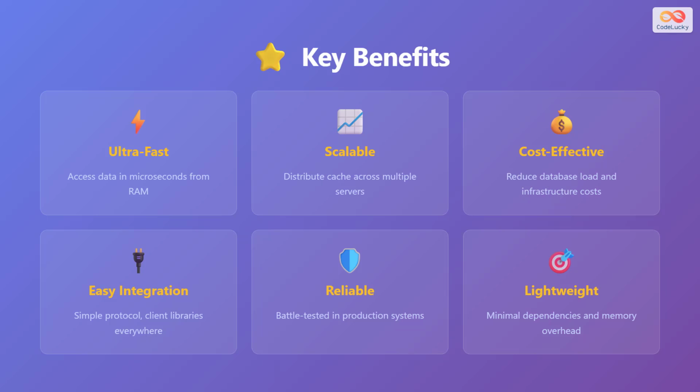Memcached offers 6 major benefits. First, it's ultra-fast, delivering data in microseconds from RAM. Second, it's highly scalable, allowing you to distribute the cache across multiple servers to handle growing data volumes. Third, it's cost-effective because reducing database load decreases infrastructure and operational costs. Fourth, it's easy to integrate with simple protocols and client libraries available for every programming language. Fifth, Memcached is proven and reliable, battle-tested in production systems at massive scale. Finally, it's lightweight with minimal dependencies and memory overhead, making it efficient to run.